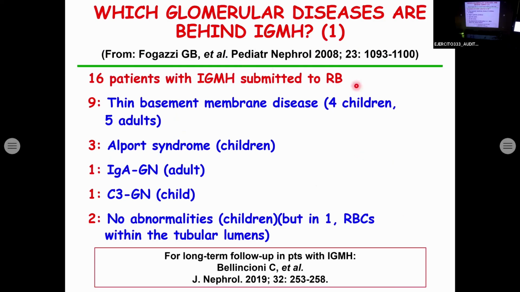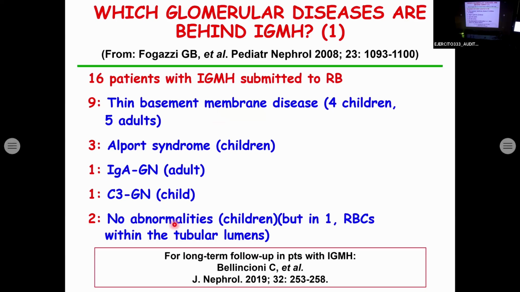And now, last question. Which glomerular diseases are behind isolated glomerular microscopic hematuria? We published a paper in 2008 in Pediatric Nephrology, in which we described 16 patients with isolated glomerular microscopic hematuria submitted to renal biopsy. We found that a renal disease was present in 14 out of 16, using our very unusual cutoff. 9 had thin basement membrane disease, 4 children and 5 adults. 3 children had Alport syndrome. 1 adult had IgA nephropathy. 1 child had C3 glomerulonephritis.